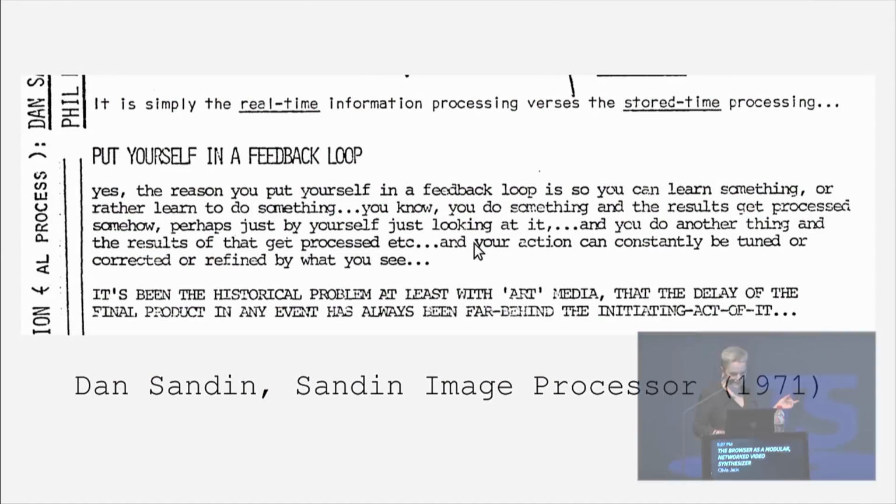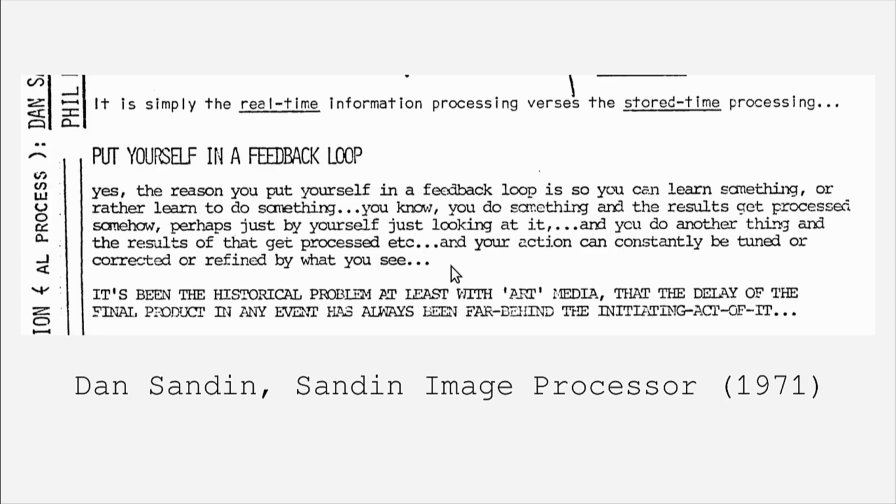And this is one of the things that Dan Sanded said in the 70s about the idea of the feedback loop: put yourself in a feedback loop. The reason you put yourself in a feedback loop is so you can learn something, or rather learn to do something. You do something and the results get processed somehow, perhaps just by yourself, just looking at it, and you do another thing and the results of that get processed, and your action can constantly be tuned or corrected or refined by what you see.